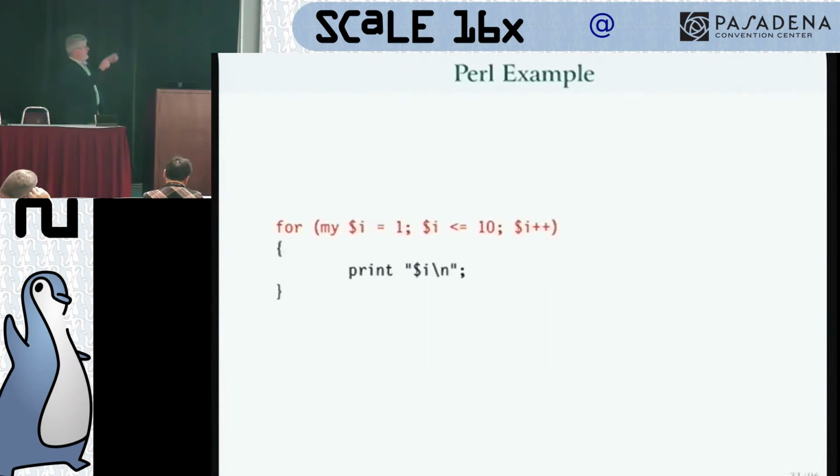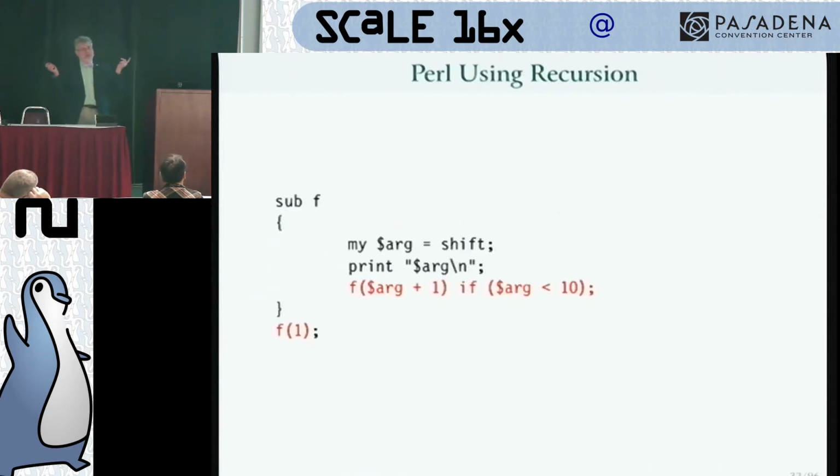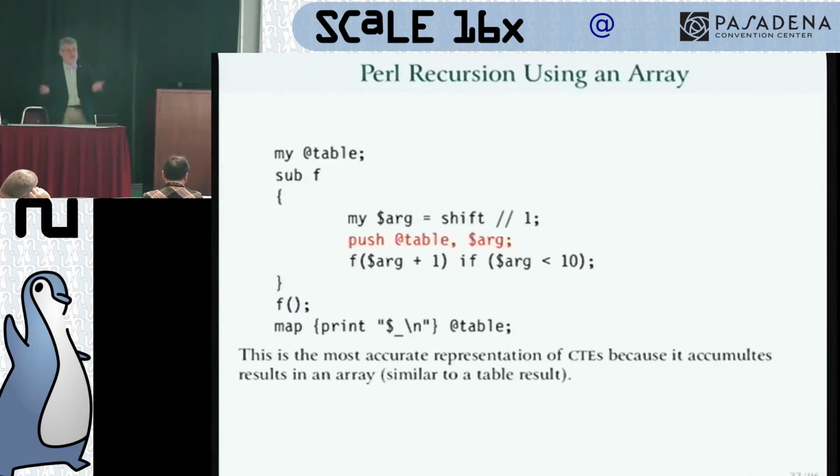Right? I went from a simple for loop, which is really not what we're doing in SQL, to this, but again, this is outputting them as I generate them, which is also not accurate. This is the more correct example. Yes, sir.